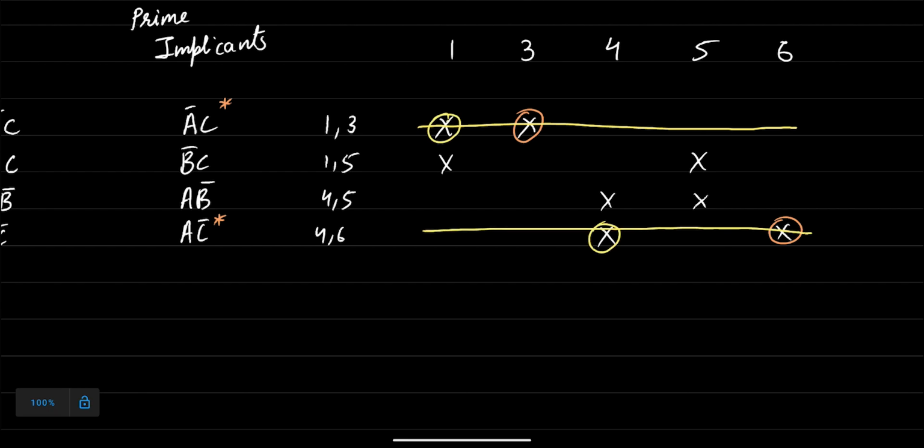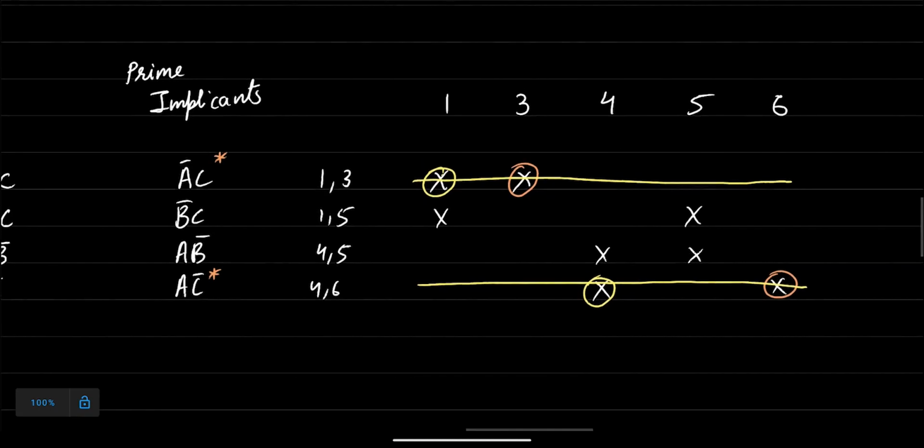choosing these prime implicants. Now, what we do is we put tick marks above all the minterms that have been covered. So 1 and 4 have been covered as a consequence of choosing the prime implicants that cover 3 and 6. The only minterm that hasn't been covered is 5.